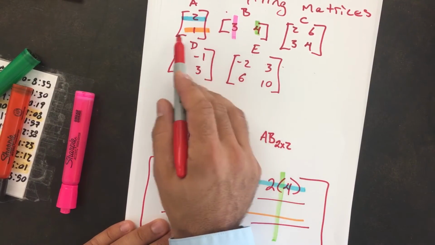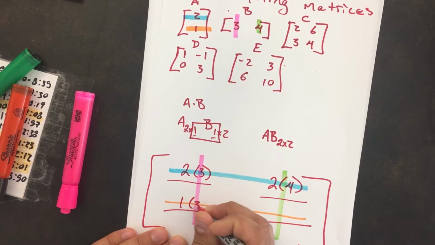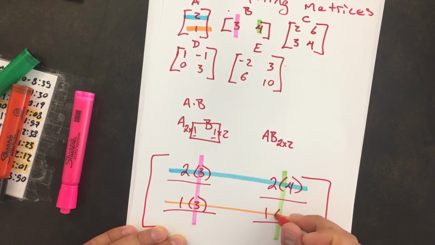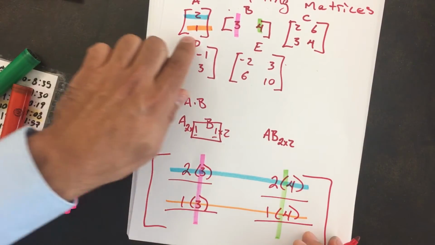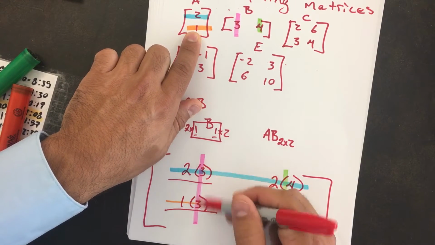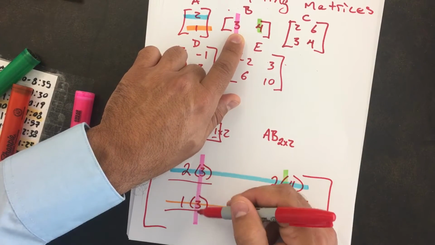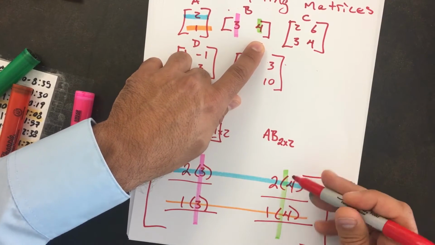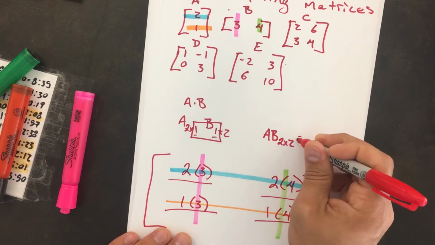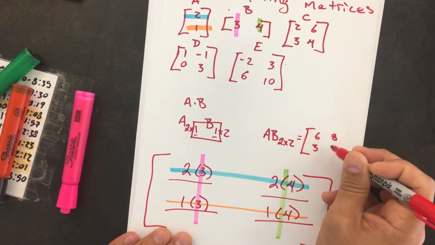Now I'm going to multiply the second row by the first column, so 1 times 3. The second row by the second column, 1 times 4. Notice this row showed up in both of these. Also notice this column is in both spots of this column, and this column is in both spots of this column. So there's a pattern that we're going to establish here. So matrix AB, 2 by 2, is going to be 6, 3, 8, 4.